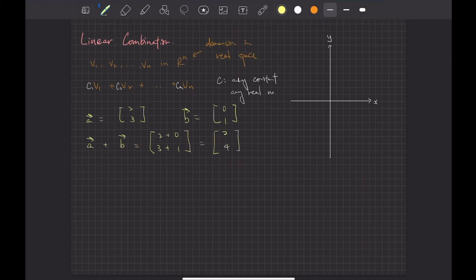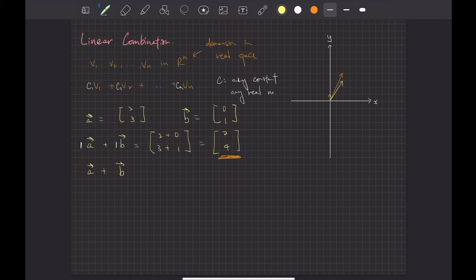Let me draw it in the graph. Vector A is 2, 3, and vector B is 0, 1. Adding them up would be 2, 4. Use the orange one. And actually, there are constants before the two vectors. There are 1a plus 1b.